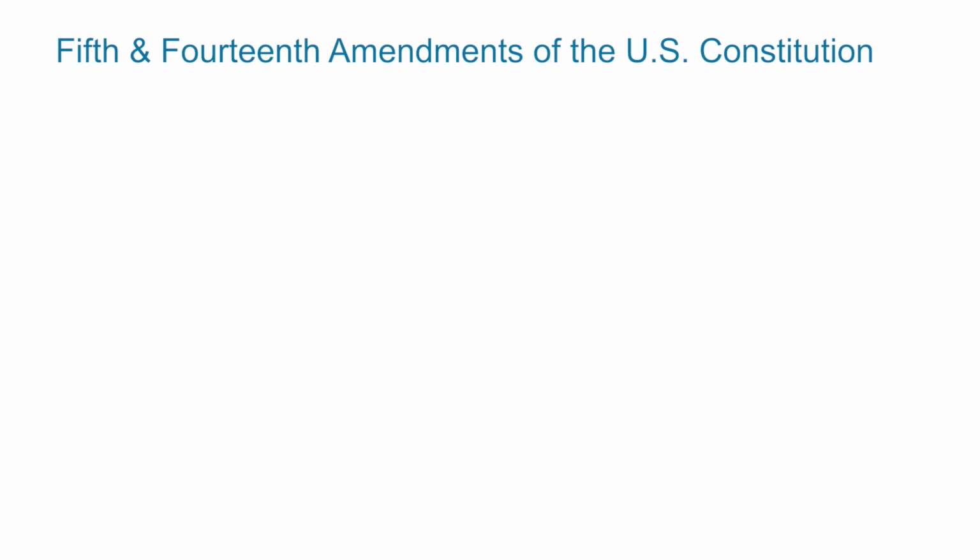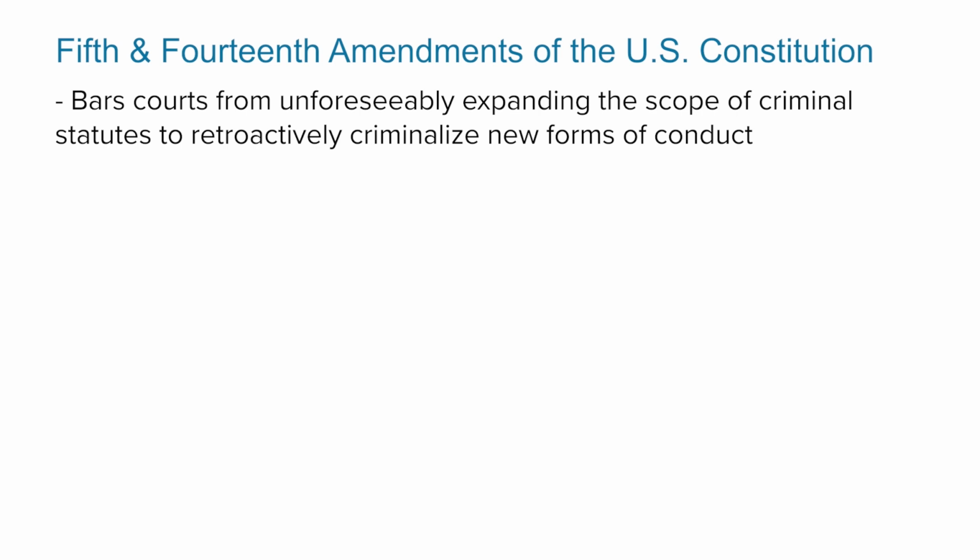Another way is through the Due Process Clause of the 5th and 14th Amendments, which limits retroactive lawmaking by judges. Specifically, the U.S. Supreme Court has interpreted the Due Process Clause to bar courts from unforeseeably expanding the scope of criminal statutes to retroactively criminalize new forms of conduct. It's important to note that this due process constraint on judicial decision-making is a looser one than the ex post facto clause imposes on legislatures, because the line between unforeseeably expanding the scope of a statute and merely interpreting it can be a blurry one.